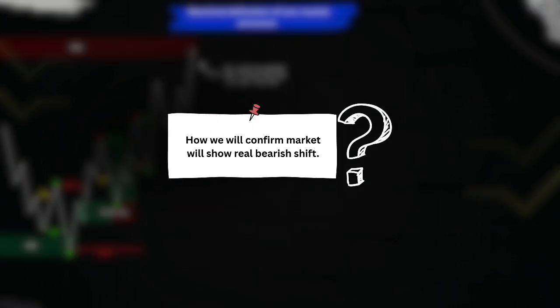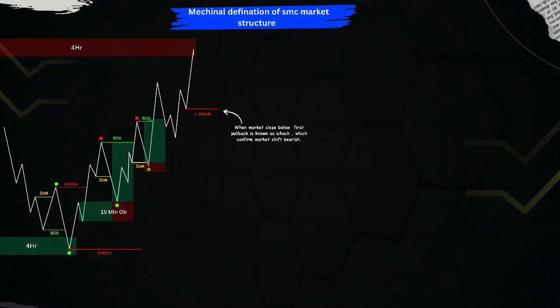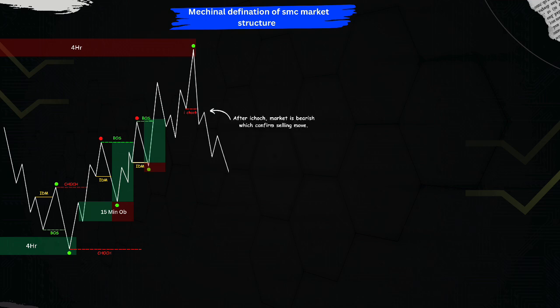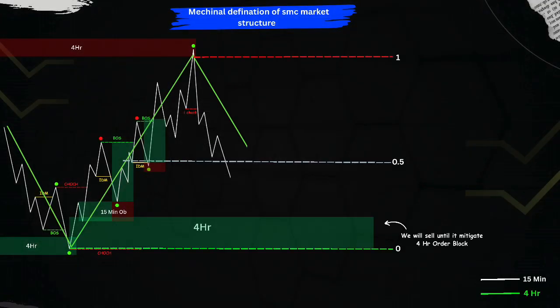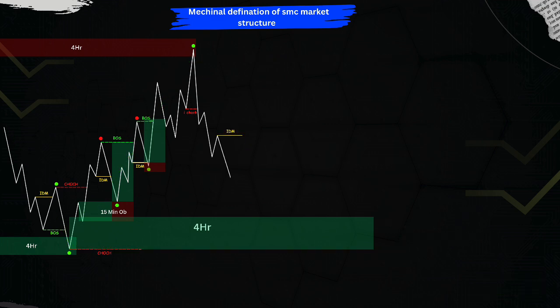So how do we confirm the market will show a real bearish shift? When the market closes below the first pullback, it is known as BOS Choch, which confirms the market is shifting bearish. After BOS Choch, the market is bearish, confirming the selling move. What should be our target? Our target should be the 4-hour POI in the discount level. In the 4-hour time frame, this is our order block in the discount zone, so we will sell until the market mitigates this zone. Now, if the market sweeps inducement and forms Scoob, then we can expect a powerful selling move.